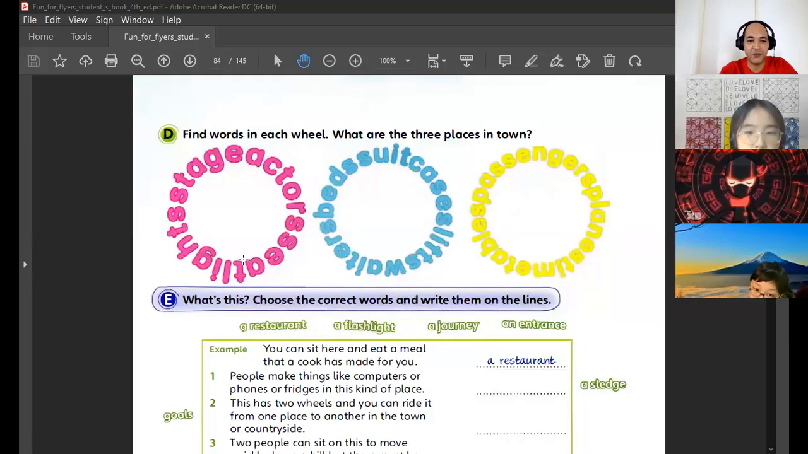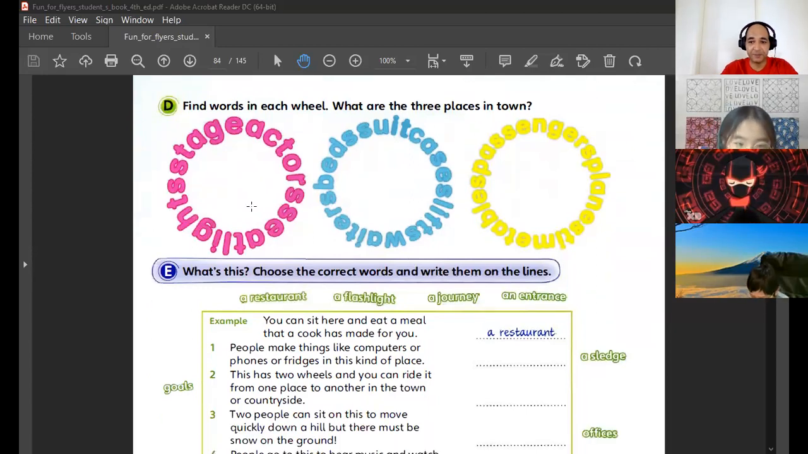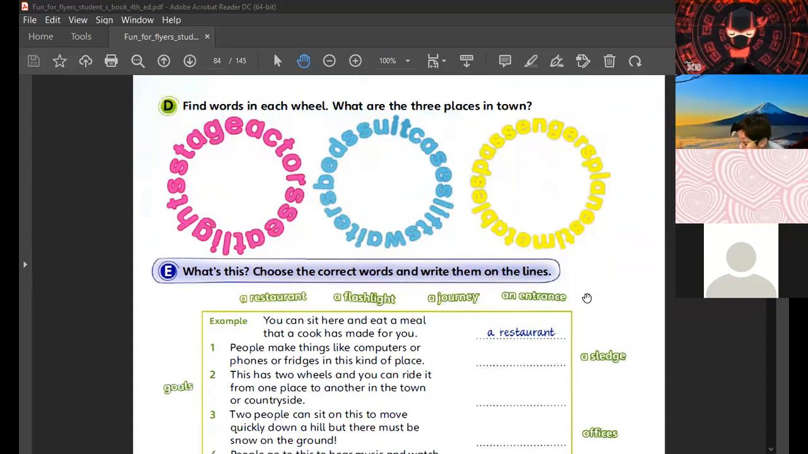Okay, all right. In the book, we are going to do page 83, exercise D. So in exercise D, what we have here are 3 circles. The pink circle, blue circle, yellow circle. They have some words in each of the circles. What are the words? And what are the places in town that they are talking about?